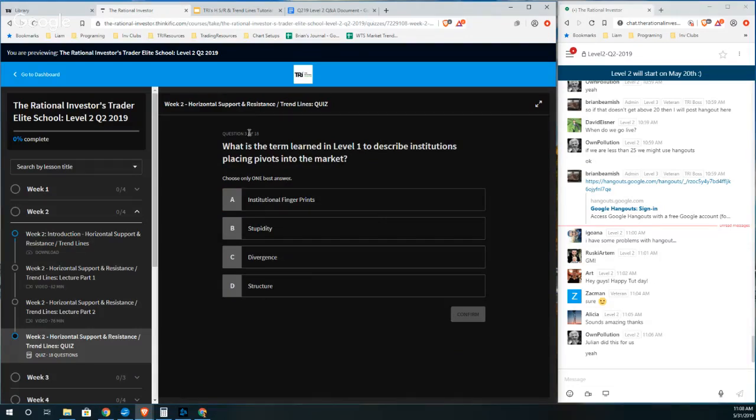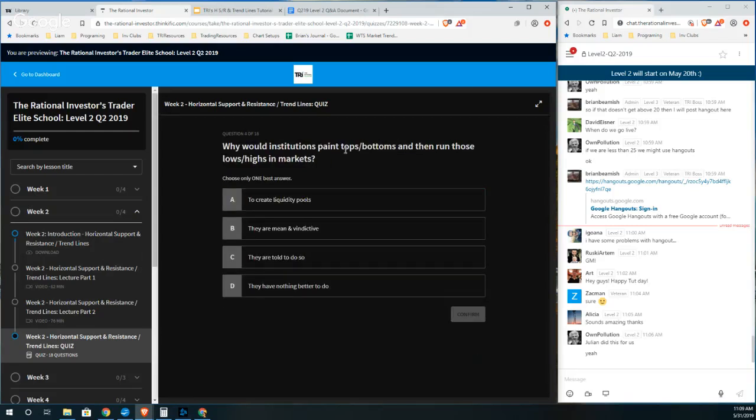Next one. What is the term learned in level 1 to describe institutions placing pivots in markets? You remember back to the Fibs tutorial in level 1. This is the institutional fingerprints concept. Stupidity, that's all about overbought, oversold. Divergence, that's all about indicator information. Structure, that's all about M's and W's, triangles, heads and shoulders. What we really wanted you to take away from that is, can you connect the dots with that horizontal support and resistance concept and this idea of institutional fingerprints?